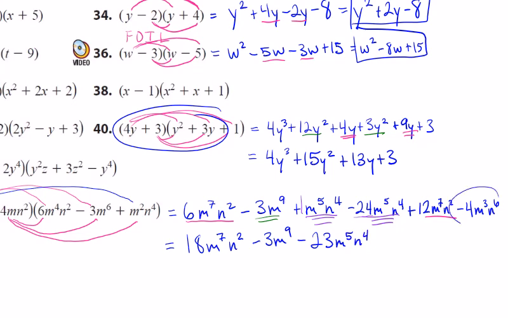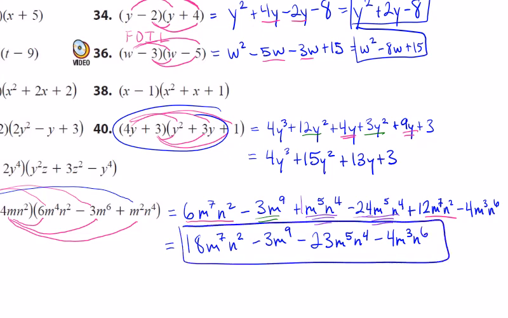Okay, and then with the last term there's no other like term, so I'm just going to bring it down, negative 4m cubed n to the 6th. I said 6, wrote 9. All right. So that's it.